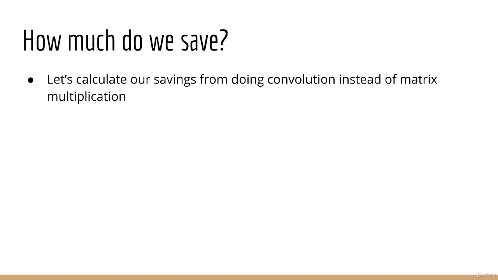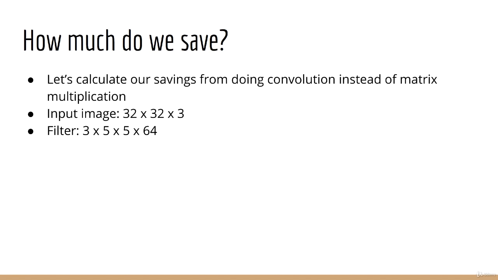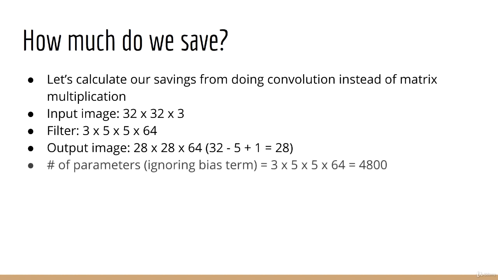Suppose our input image is of size 32 by 32 by 3, a modest size image. Now let's suppose the size of the filter is 3 by 5 by 5 by 64, so there are 64 output feature maps. Then our output image will have the shape 28 by 28 by 64. This is because 32 minus 5 plus 1 is 28, and let's just assume we're using valid mode convolution. The number of parameters we needed to compute this output is just 3 times 5 times 5 times 64, which is 4,800.